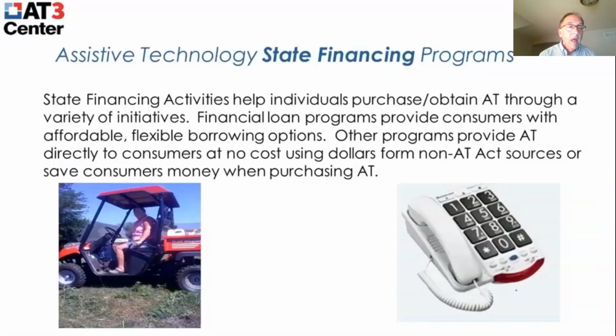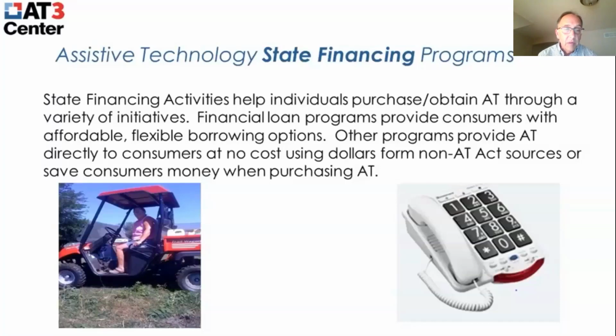And then state financing programs. State financing programs can be a couple of things. One is that almost every state has a financial loan program where somebody can obtain a loan at preferable rates and terms. Somebody who maybe doesn't have perfect credit, and may have difficulty getting a loan from a bank or financial institution, through their state assistive technology financial loan program can get an affordable loan with flexible options and flexible terms.